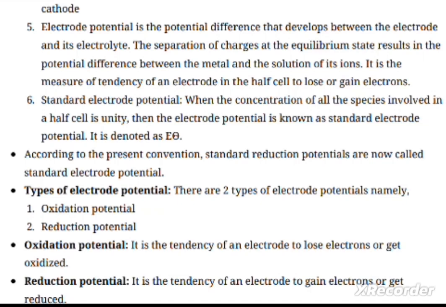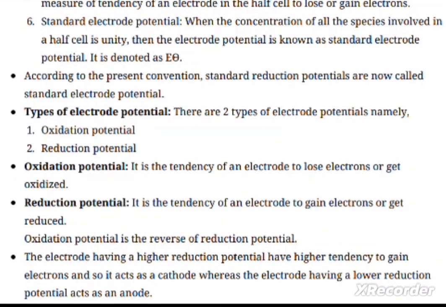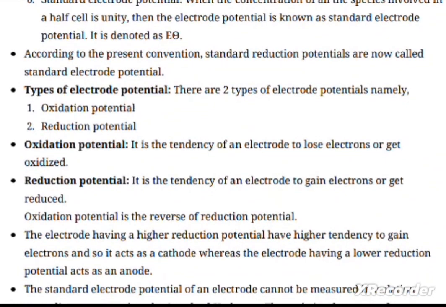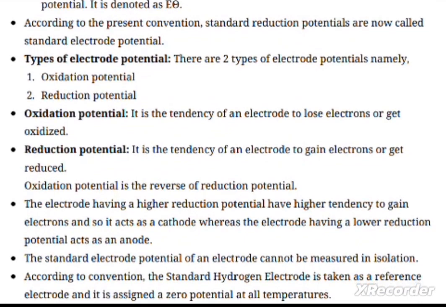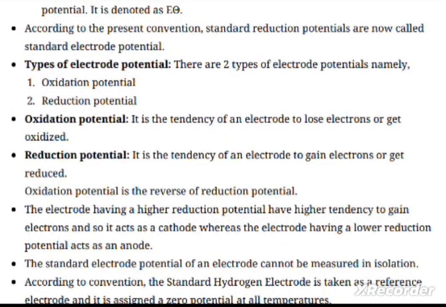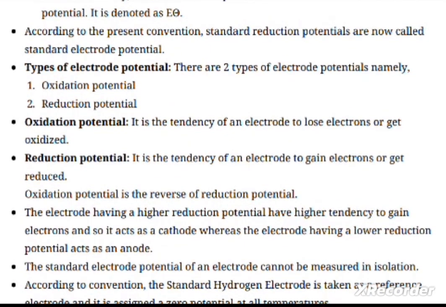How many types of electrode potential are there? There are mainly two types of electrode potential. First, oxidation potential. Second, reduction potential. What does oxidation potential mean? It is the tendency of an electrode to lose electrons to get oxidized. Clear? Second, reduction potential. It is the tendency of an electrode to gain electrons or get reduced. Oxidation potential is the reverse of reduction potential.